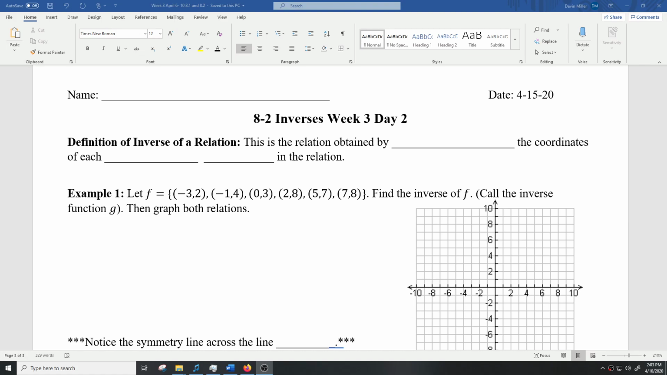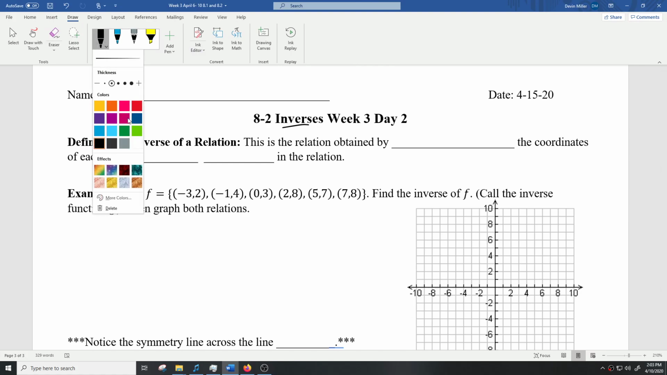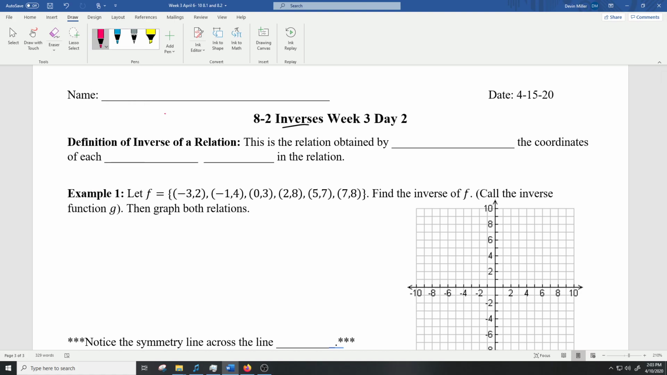We're going to go to the next section, 8.2, inverses. This is week 3, day 2. We're going to be going through chapter 8 throughout April. Luckily today is a little bit easier than Monday's lesson when we did composition of functions. This one will be a little bit easier. And then the next week we'll get into how these are related.